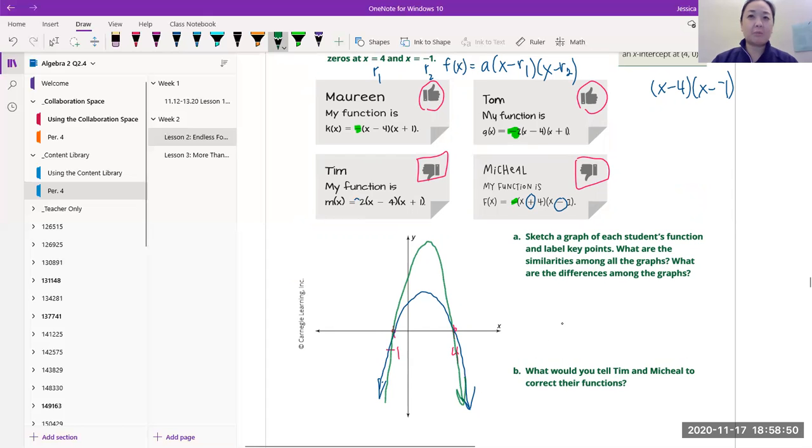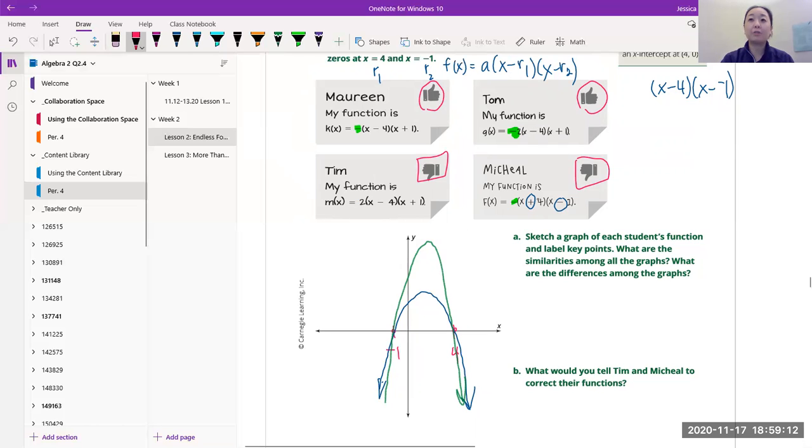I'm not going to sketch the other ones because they're wrong, so we're not going to go into that. But if you notice here, for Tim's, it's going to look very much like these two, except instead of opening down, it's going to open up, because remember, that one is positive. So it would look exactly like Tom's graph, except this way, okay?